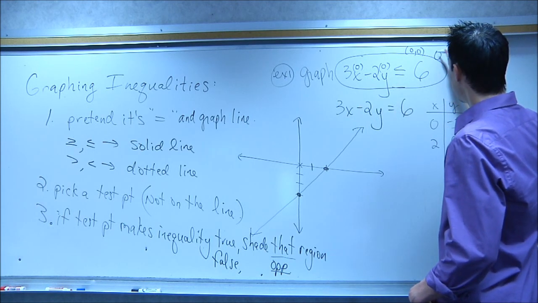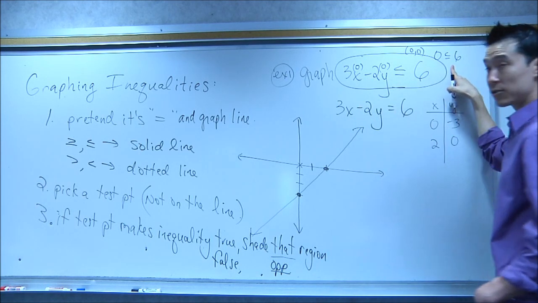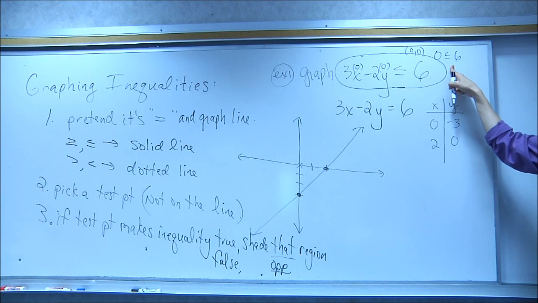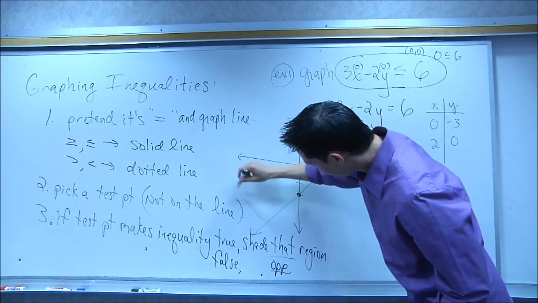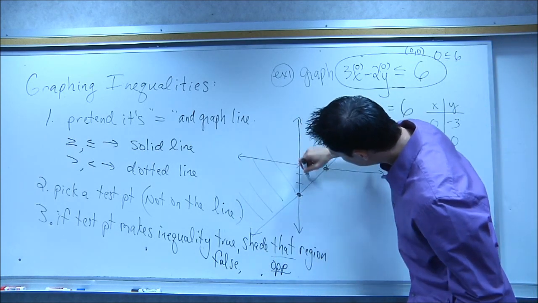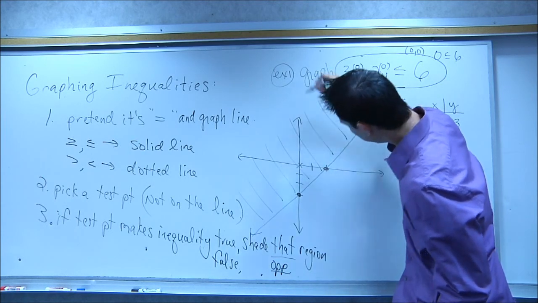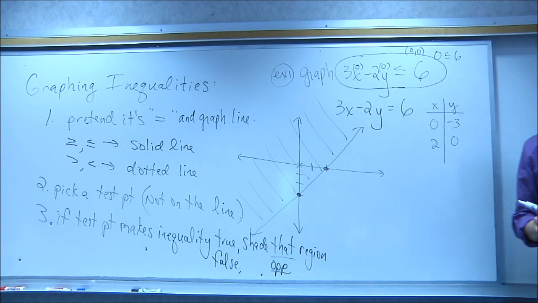So the question is, is 0 less than or equal to 6? Is that true or false? Is 0 less than or equal to 6? Yeah, 0 is less than 6, right? So I'm going to shade the region with the test point. And that's it. Pretty simple, right? Again, simple if you follow these three steps.